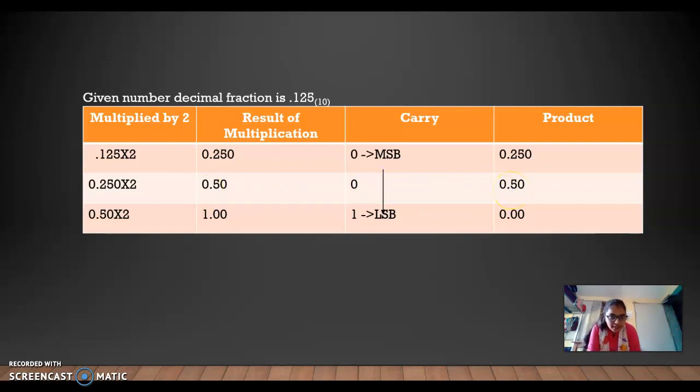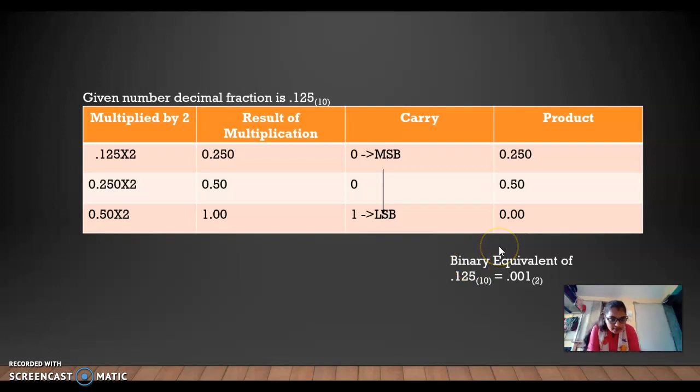Multiplying it once again. 0.50 times 2 is 1.00. Carry is 1. What is the product? 0.00. Now you got the fractional product as 0, so we'll stop multiplying here itself. What is our last carry which we got? The last carry is 1. Make it the LSB. Now write the binary equivalent digits of the decimal fraction. What are the digits? Digits are 0, 0, 1.